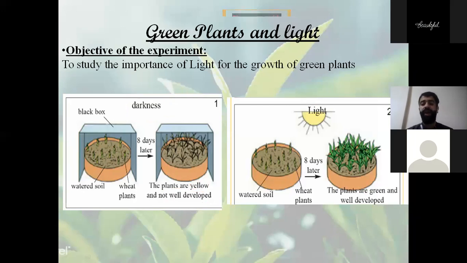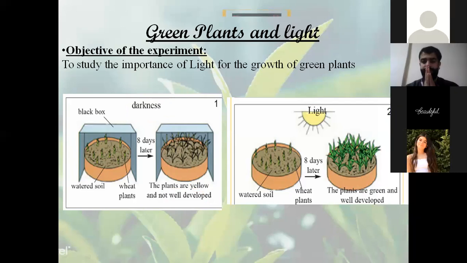Yes, Razan, can you do the analysis for this experiment? Can you analyze? In the absence of light, plant 1 becomes yellow and is not well developed. Very good. Yet in the presence of light, plant 2 grows green and is well developed. Thank you, Razan.